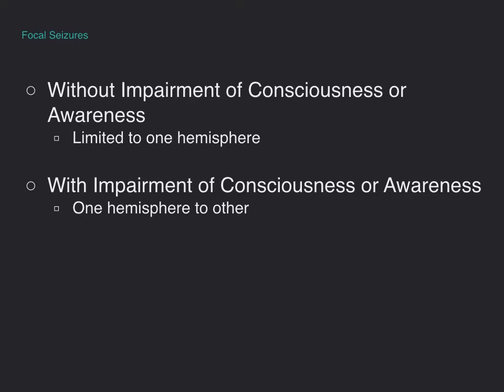With impairment of consciousness or awareness, it can be one hemisphere to another. So it may start on one side and end up on the other side and maybe back again. These types of seizures arise from the temporal lobe and involve impairment of consciousness. The seizure begins in a localized area of the brain, but may progress rapidly to involve both hemispheres.